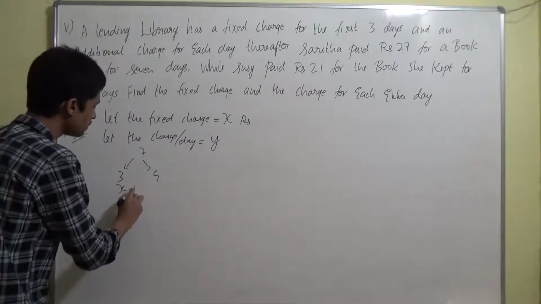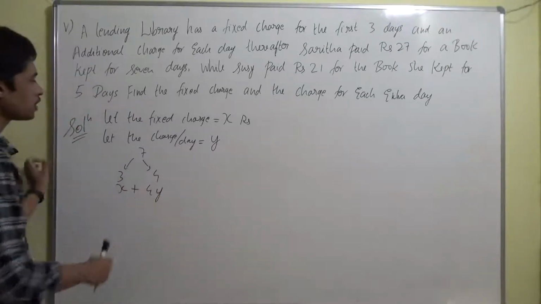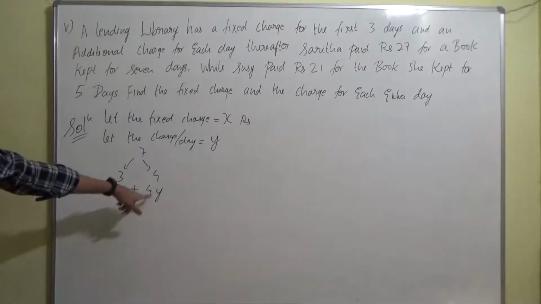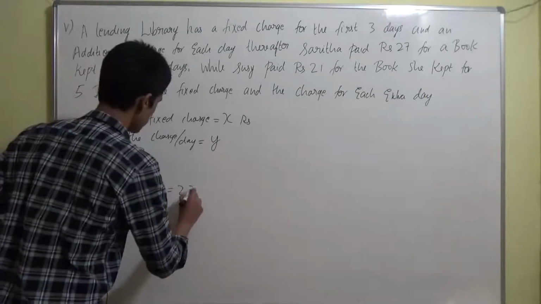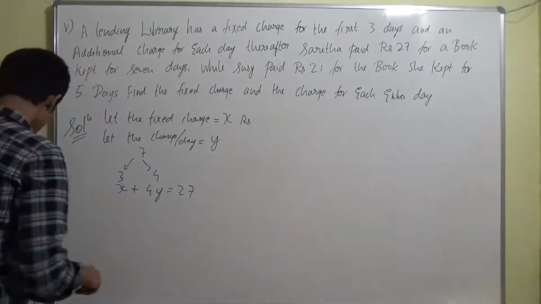This is going to be x plus 4y, right? x plus 4 into y. Per day it is y rupees. For 4 days extra she has kept, it is 4y, which is equal to 27. Got it? So I'll write it neatly now.